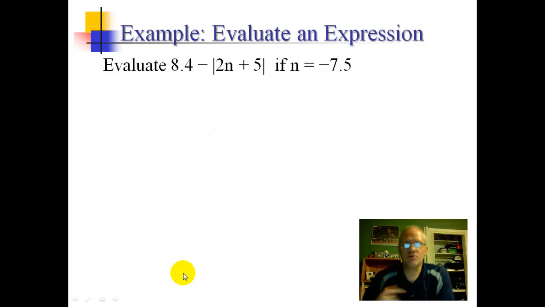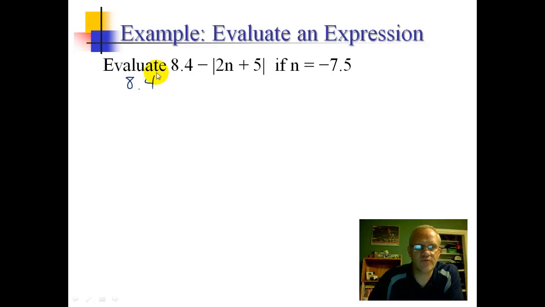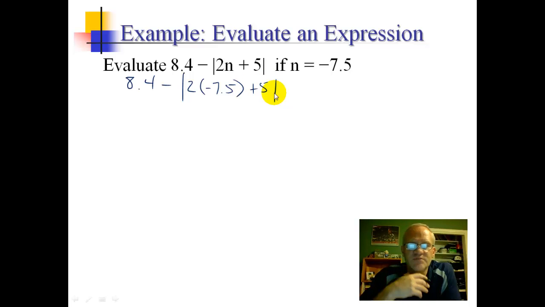All right, first of all, evaluate an expression. All right, here's our expression. 8.4 minus the absolute value of 2n plus 5, and n is -7.5. All right, so let's start out here. We've got our 8.4. Minus absolute value, I'll deal with that in a second, 2 times n. Well, we know that n is -7.5, and then plus 5. Okay, so first step is plug it in.